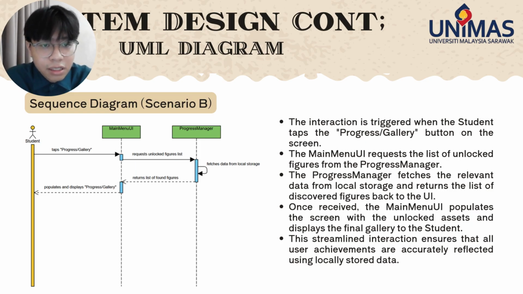And then this is the second scenario, scenario B, which is about the progress gallery. It's triggered when the student taps the progress gallery button on the screen, and the main menu UI requests the list of unlocked figures from the progress manager. The progress manager fetches the relevant data from local storage and returns the list of discovered figures back to the UI. Once received, the main menu UI populates the screen with the unlocked assets and displays the final gallery to the students.